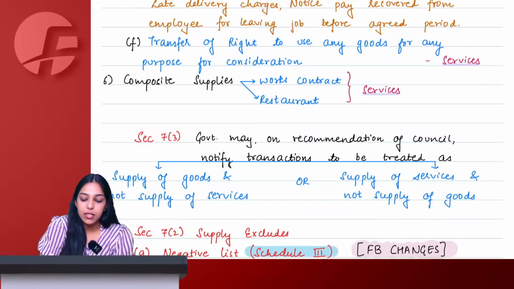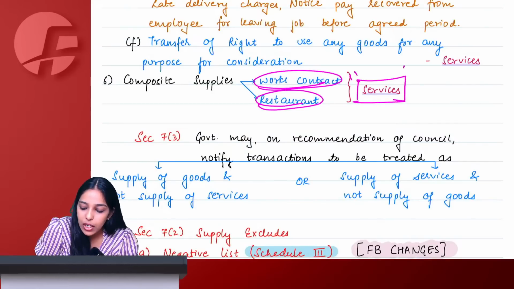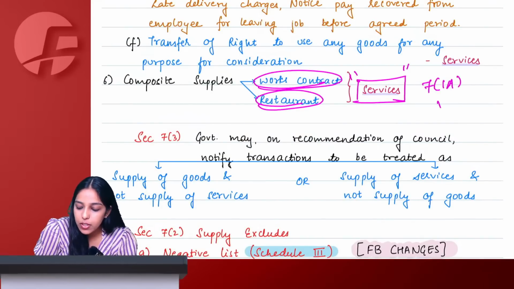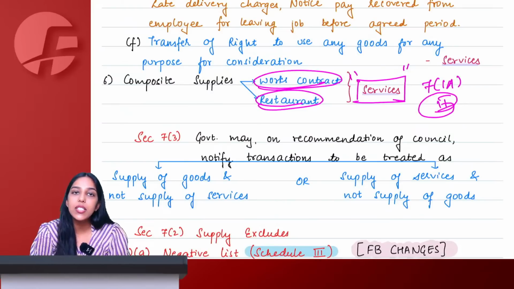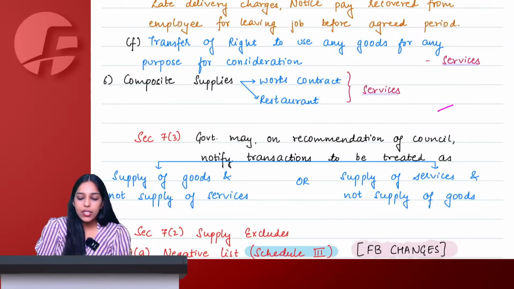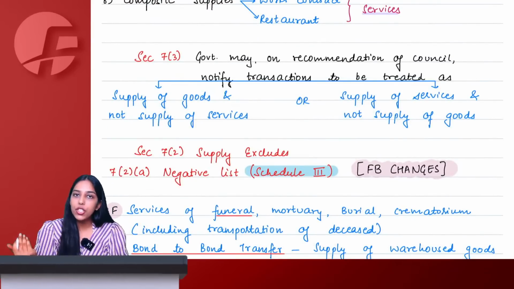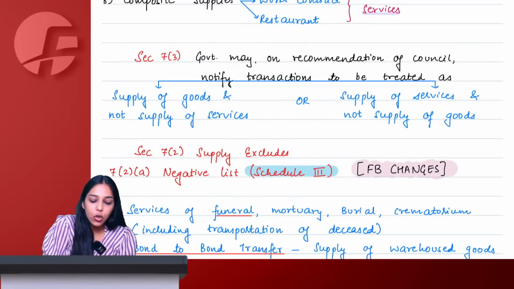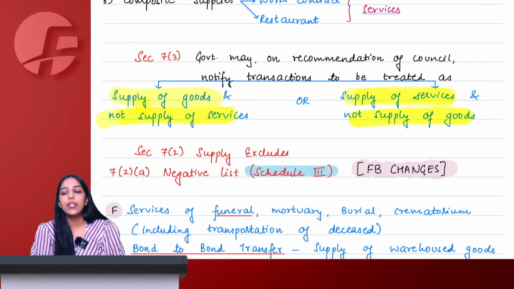But in both the cases, in restaurant as well as works contract, we are going to say that it will always be treated as supply of service only according to section 7(1)(a), schedule 2, and we will never consider them as supply of goods. Section 7(3), very simple: that government may notify, on recommendation of council, some transactions to be treated as supply of goods, not services, or supply of services and not goods.